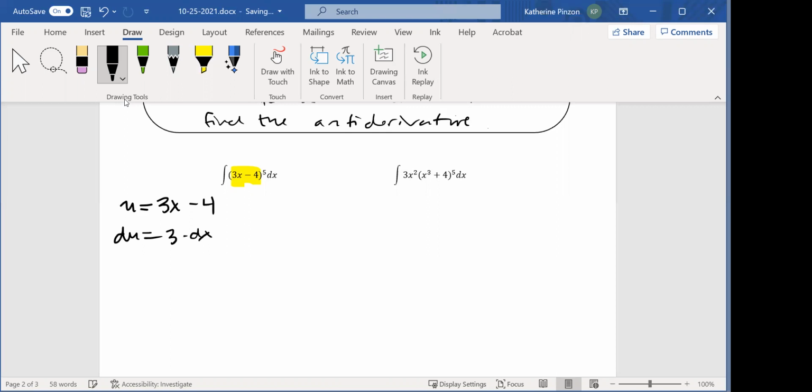Okay, in this antiderivative, I need u, 3x minus 4, and I need du, 3dx. Do I have this 3dx? What do I have left here? Times dx. Just the dx, right? So I need to stick a 3 in there.